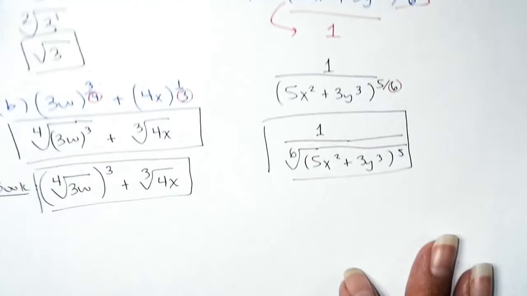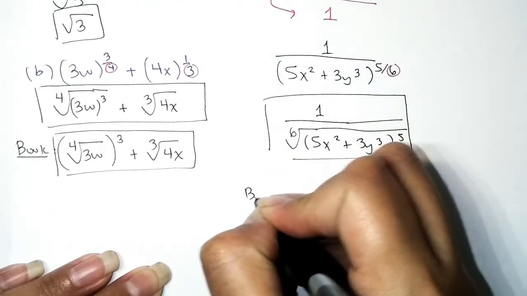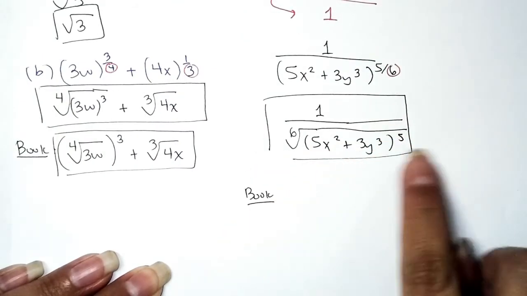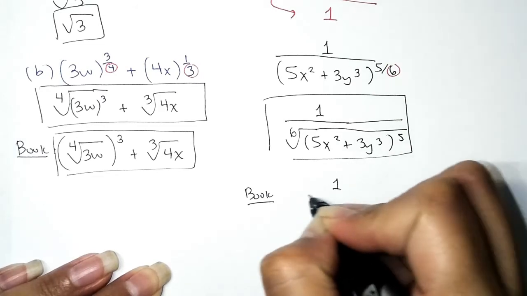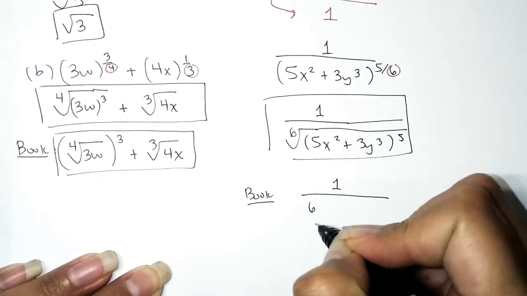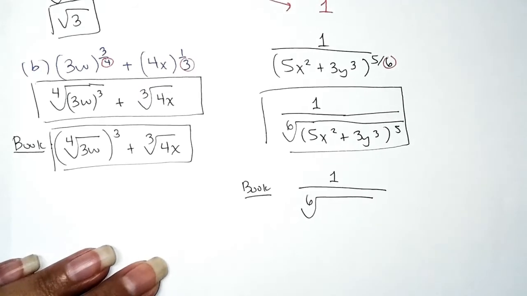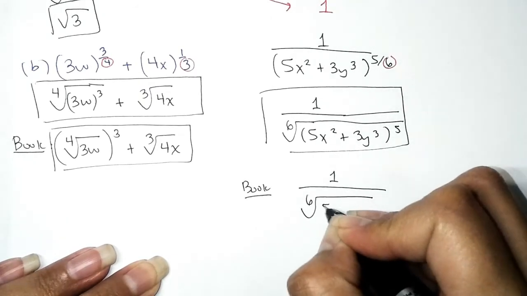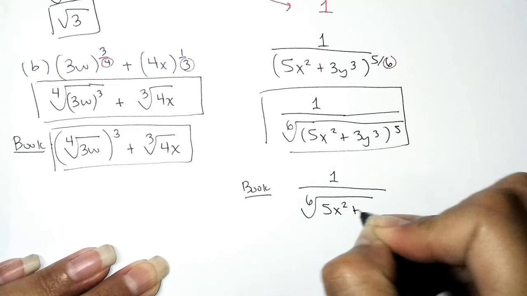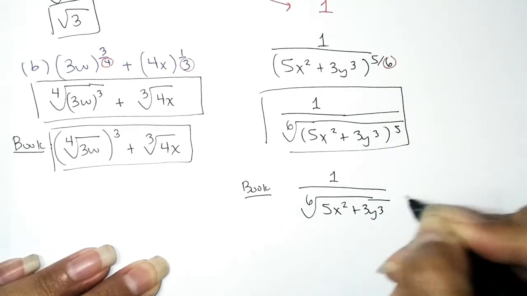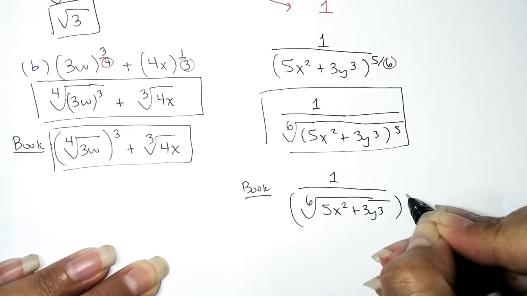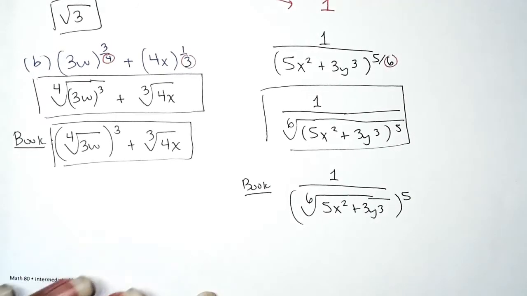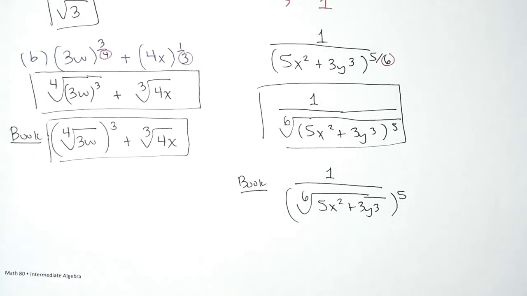But again, the book always wants to take the exponents outside the radical, and in a later problem you will see the advantage of doing so. For now, it's more like if you want. So that will give us the 6th root of 5x squared plus 3y cubed, and then we'll raise the entire radical, not the entire fraction, to the power of 5. Okay guys, so that's our third problem. We're doing a total of 6. Let's do our final 3 and we're out.